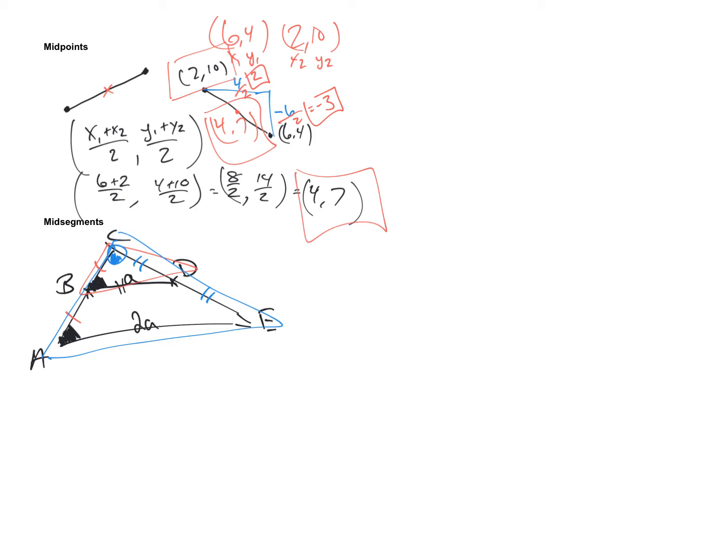And since these two angles are congruent, by the converse of corresponding angles, we know that BD and AE would be parallel. And so those are the two big things: we have a 2-to-1 ratio, and we know that our sides, the mid-segment and the larger side, are parallel.